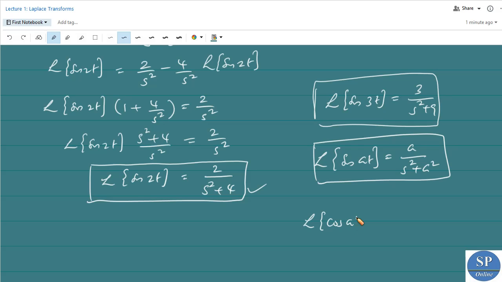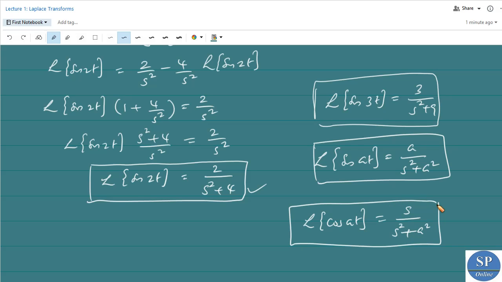and you will also get the Laplace transform of cos at is equal to s by s square plus a square. Okay, Laplace transform of cos at is equal to s by s square plus a square, and Laplace transform of sin at is equal to a by s square plus a square, etc. Here also we use that s is greater than 0. Okay, that is, this result holds only if s is greater than 0, right?